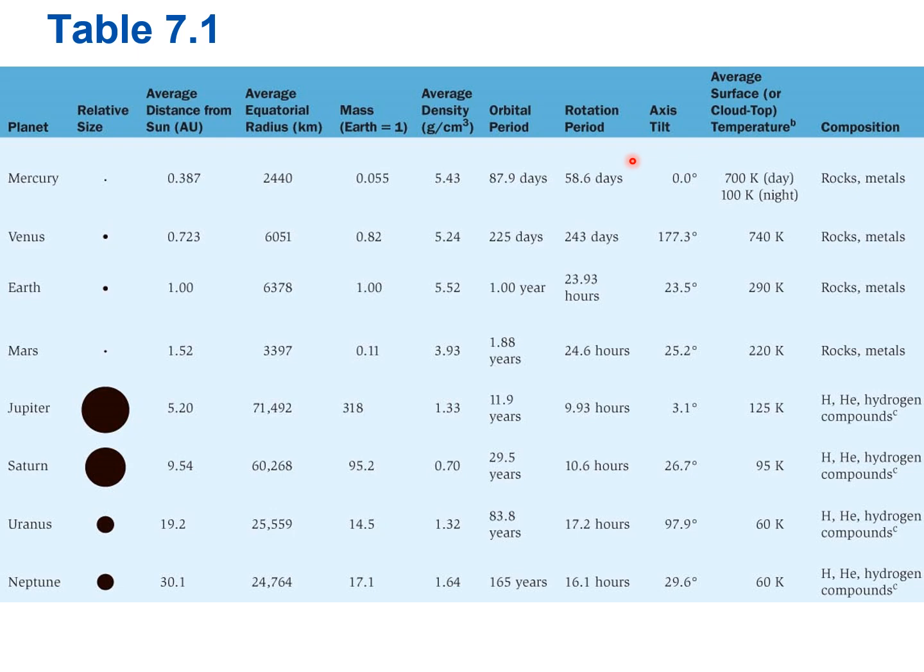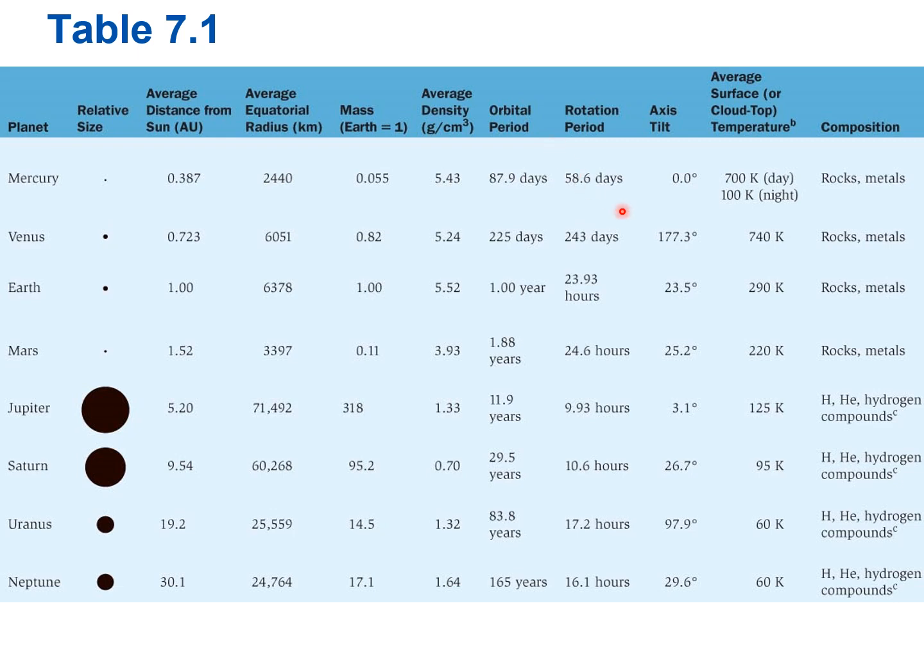Rotation period. These have great variety to them, and you can see Mercury has a very long rotation period. It takes 58.6 days to rotate on its axis. Now, especially when you compare that with its orbital period of 87.9 days, a day on Mercury, the time it takes to spin, is about 2/3 of its orbital period.